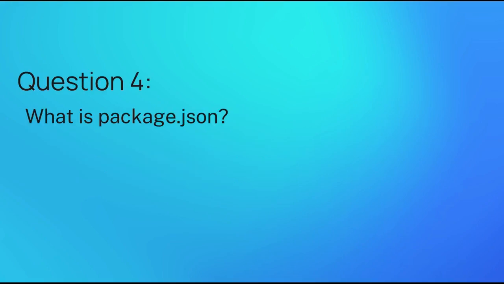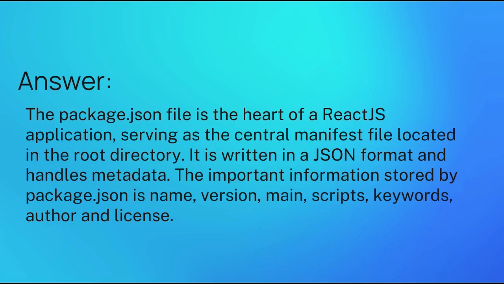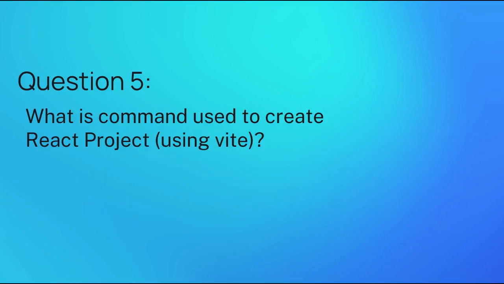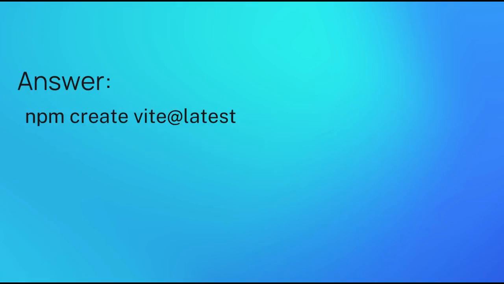What is package.json? The package.json file is the heart of a ReactJS application, serving as the central manifest file located in the root directory. It is written in a JSON format and handles metadata. The important information stored by package.json is name, version, main, scripts, keywords, author and license. What is the command used to create a React project using Vite? npm create vite@latest.